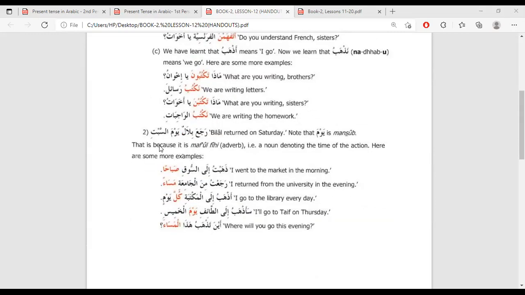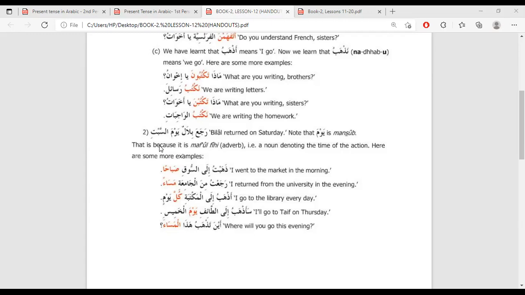And here we have already learned about مفعول به. مفعول به is the direct receiver of the action. For example, ضرب بلال حامدا. Bilal hit Hamid. So Bilal is the doer and Hamid is the receiver. So we will say Hamid is maf'ul bihi.